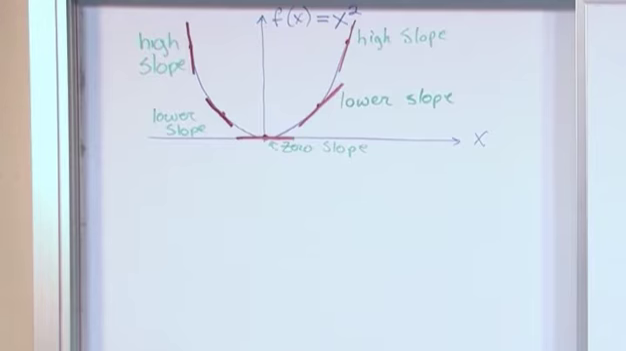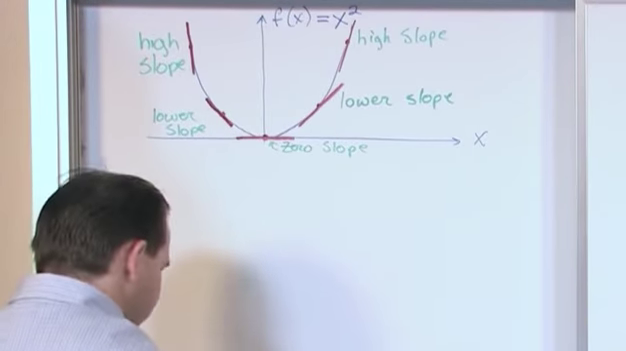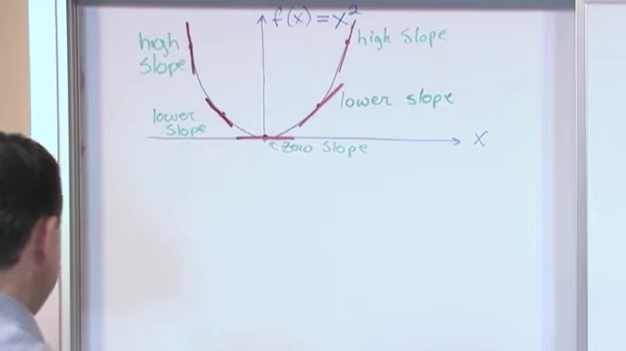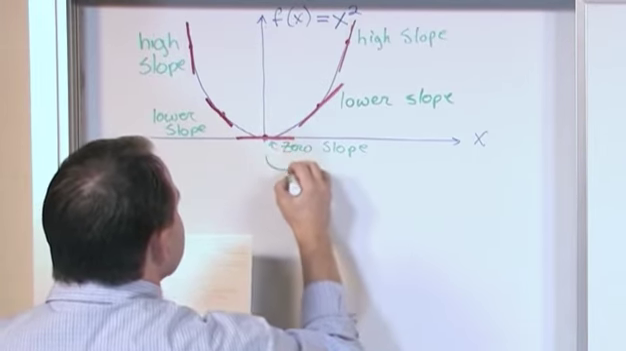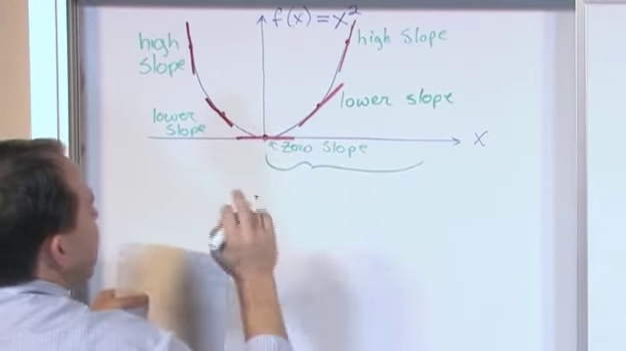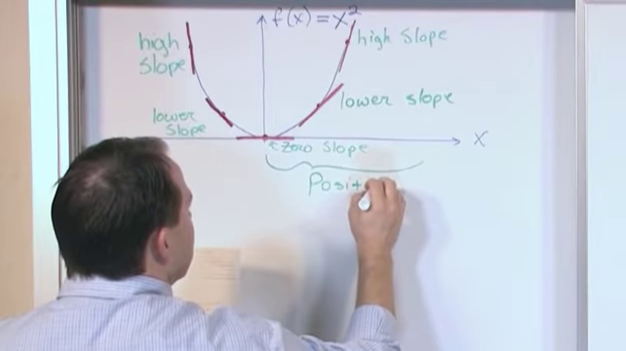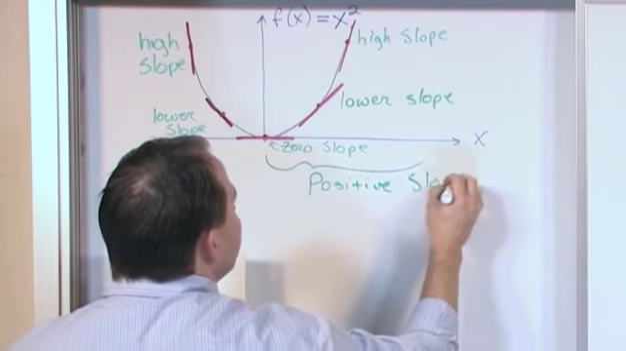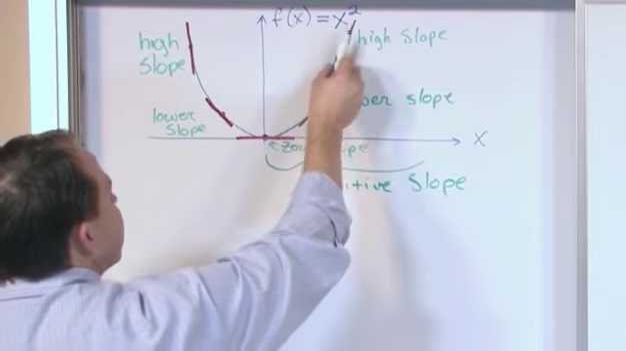But the only difference between this and this, when you really think about it, is the following. Let me draw a little curly bracket from here on out. All of this function over here on the right-hand side is positive slope, which means that every one of these things that we've drawn is a positive slope. This is a positive slope.